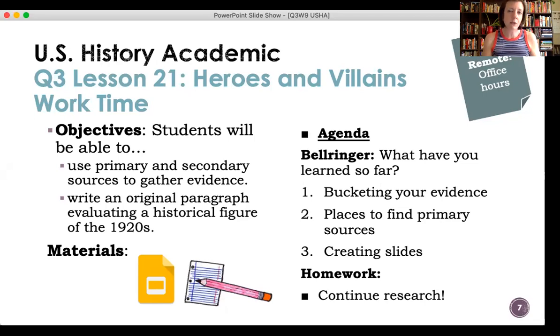Not everything that you have found about your historical figure may make sense to include for this particular assignment. So bucketing is a way to help you focus on what you need and maybe edit out anything that is extra or that isn't actively supporting the point that you're trying to make. I also want to go through places to find primary sources, and then we'll talk just for a couple minutes about how to actually create your slides for this project.